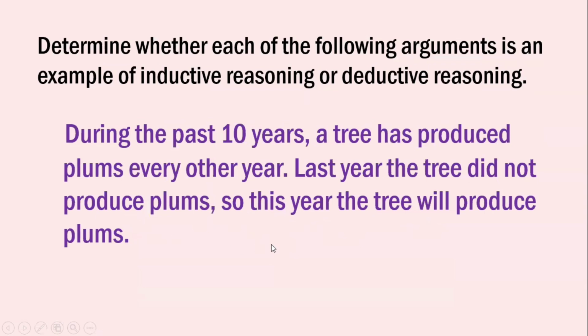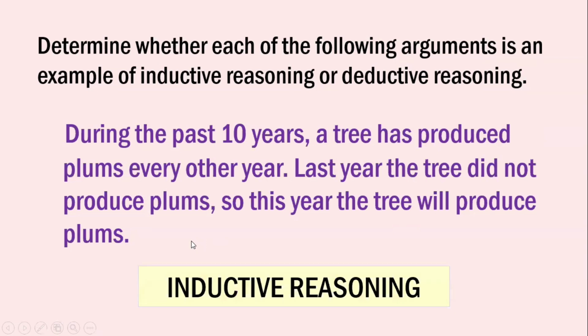Next, during the past 10 years, a tree has produced plums every other year. Last year, the tree did not produce plums. So, this year, the tree will produce plums. So, in this case, this is also an example of inductive reasoning. Alright? So, it starts with specific and then nagbigay siya ng inferences that this year, sinasabi niya na this year, the tree will produce plums out of the observation na meron dito sa statement.